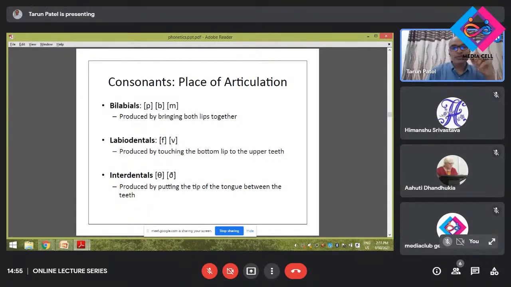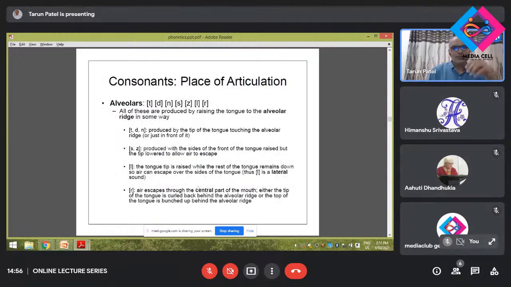tip of the tongue between the teeth, right? So when you say th, or when you say the, your tip of the tongue is touching the upper teeth ridge, inside of the upper teeth ridge, and that's how we produce the interdentals, th and the. You can try speaking and you will enjoy and you will realize too. Then the consonants wherein we have the alveolars like t, d, n, s, z, l, and r.